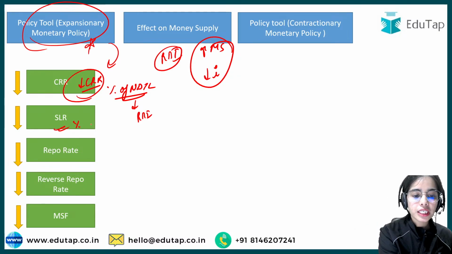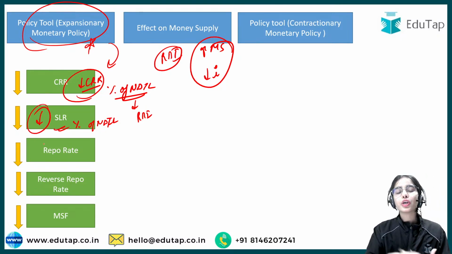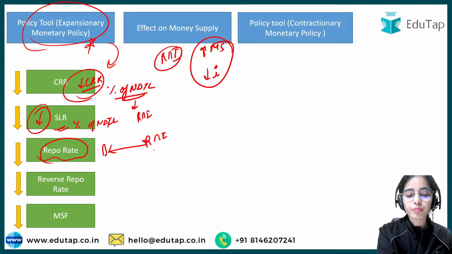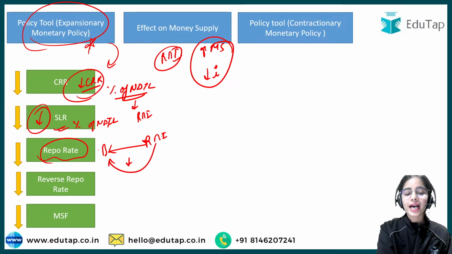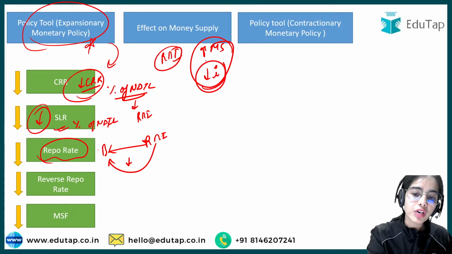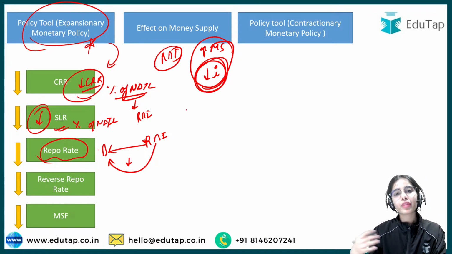SLR is the percentage of NDTL that the banks have to keep with themselves. So if this is decreased, that means banks have more money to lend. Repo rate is the rate at which the banks get loans from the RBI. If the RBI decreases this rate and gives loans at a cheaper rate to the banks, the banks will also give loans at a cheaper rate to the customers.